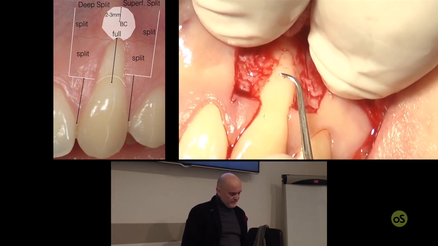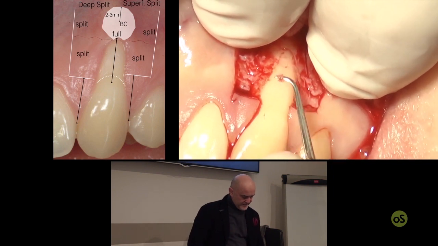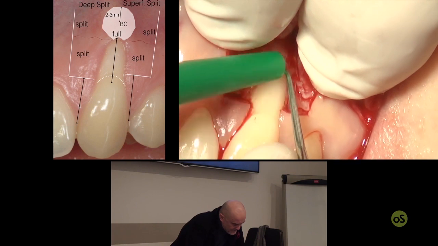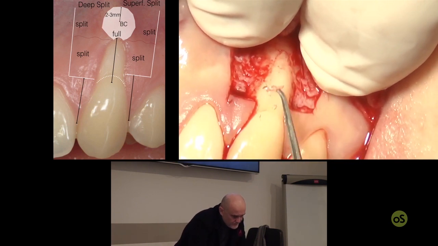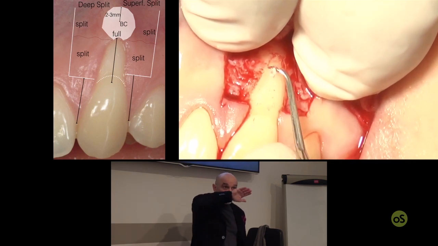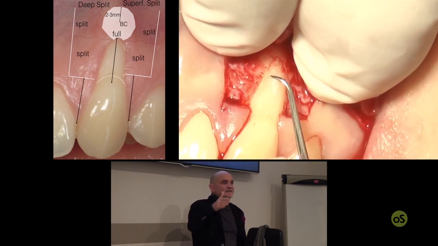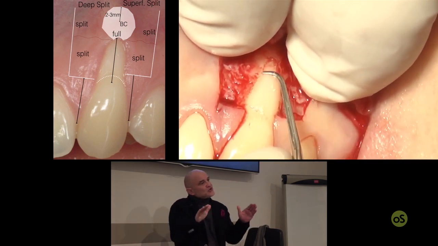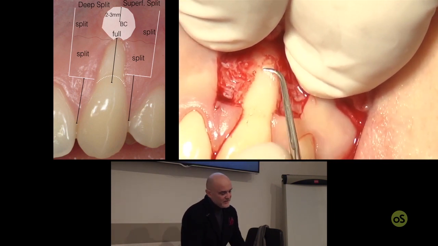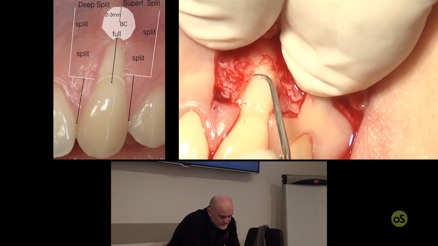So I use the Mini 5 curettes. It's a curette with very, very small working ends. We turn the end of the curette in order to keep the same convexity or concavity. We don't want to change the shape of the root. It's a mistake to flatten the root. I will tell you why in a few minutes.